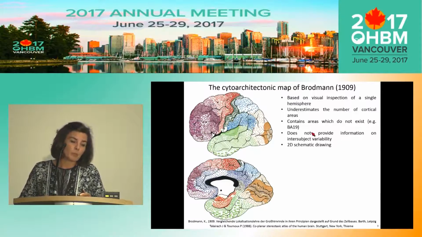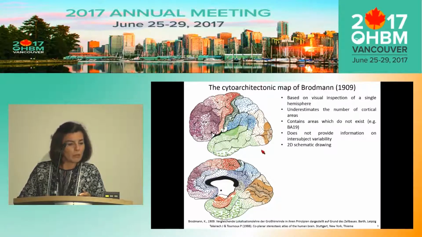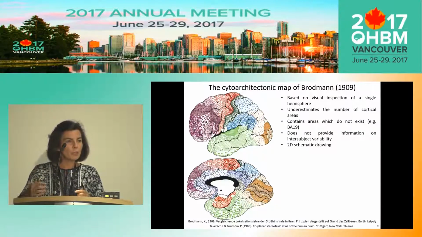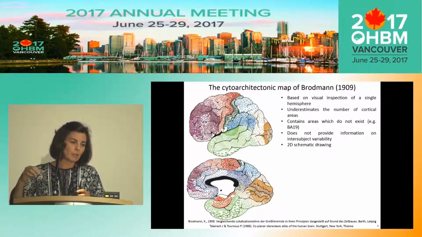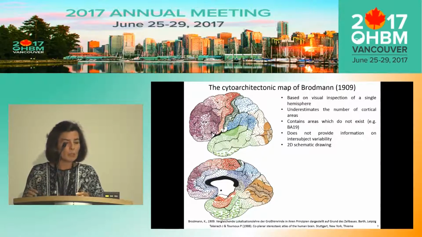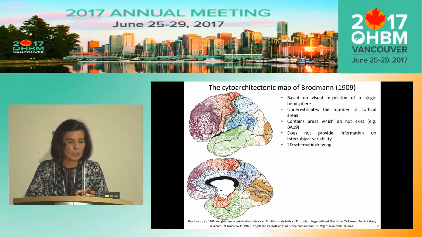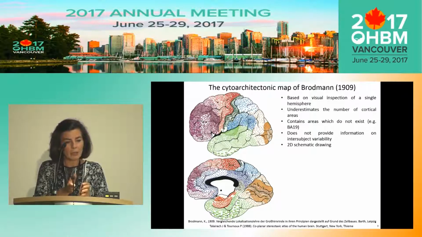Because, for example, Brodmann's area 19, which is this part of the cortex here on the lateral surface, and this part here on the medial surface, it doesn't exist in the sense that even if you add up all the functional imaging studies or all the different microstructural studies carried out in this part of the brain, and you put them together like a puzzle, you're not going to obtain Brodmann's area 19. So obviously here he made some sort of a mistake, basically.